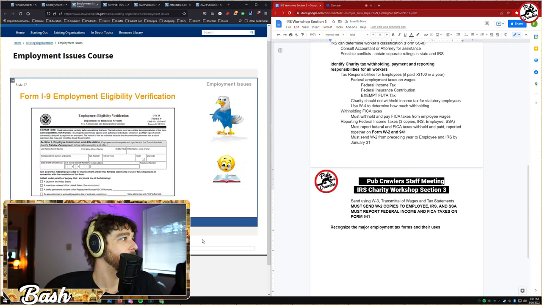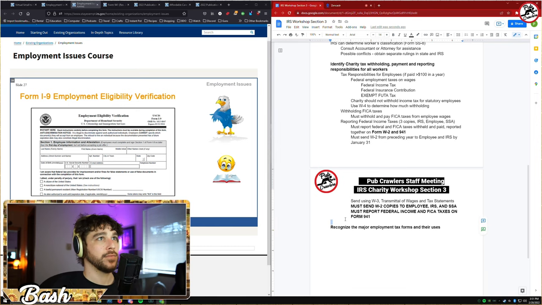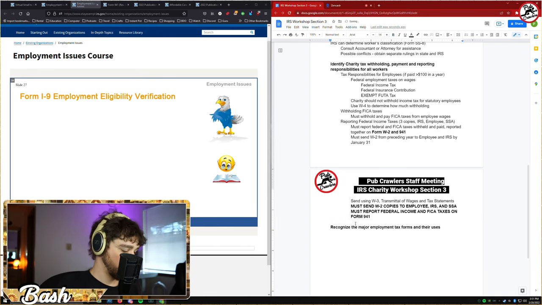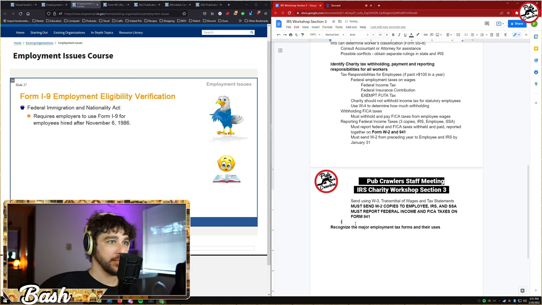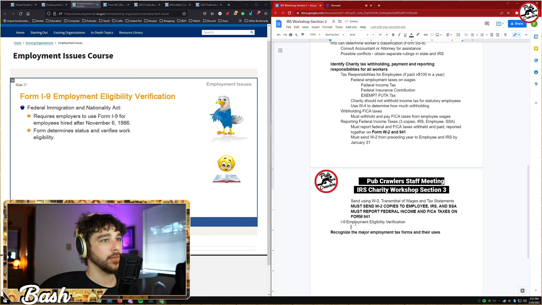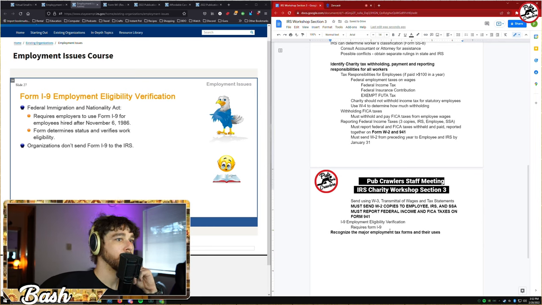There's another important employee-related form. 501c3 needs the I-9, Employment Eligibility Verification Form. The Federal Immigration and Nationality Act requires all employers to use the form for employees hired after November 6, 1986, to determine their status and verify their work eligibility. The Act prohibits employers from knowingly hiring people that aren't authorized to work in the United States. Organizations don't have to send their Form I-9s to the IRS, but they do need to keep them on hand. Both the 501c3 and the employee must fill out the I-9.